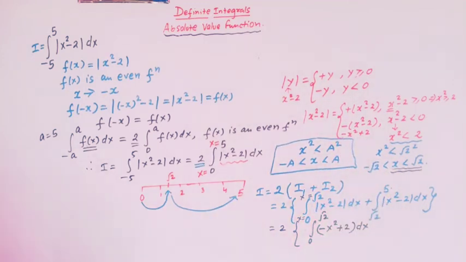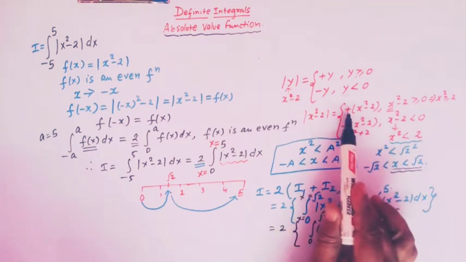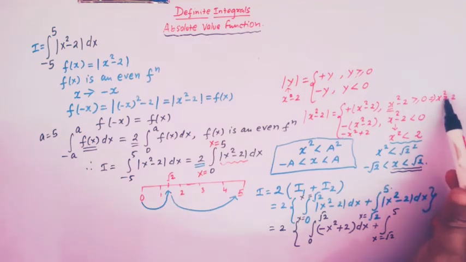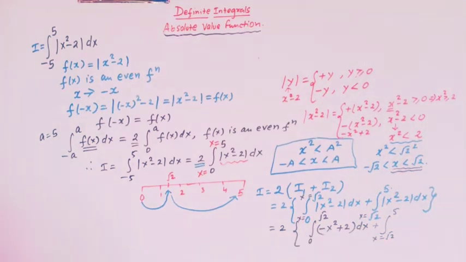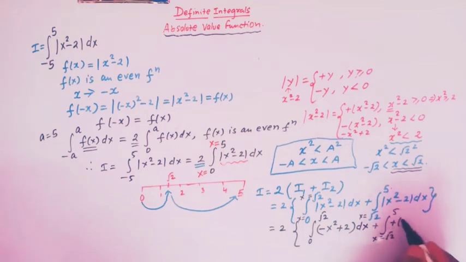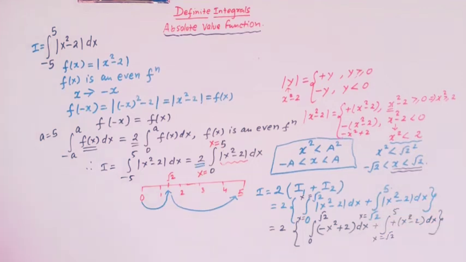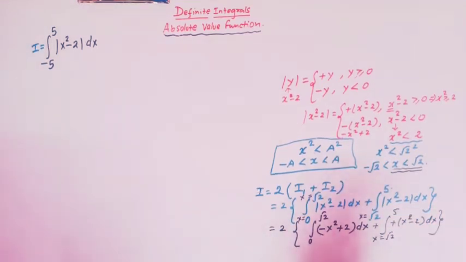So x is less than root 2, so here we have mod of x square minus 2 is equal to negative x square plus 2, and here when x lies from root 2 to 5, then obviously this expression is positive because here we have x square greater than or equal to 2, right? So here we have plus x square minus 2 dx, right? Okay. So now we can separately solve these two integrals, and this is I1 and this is I2, right?